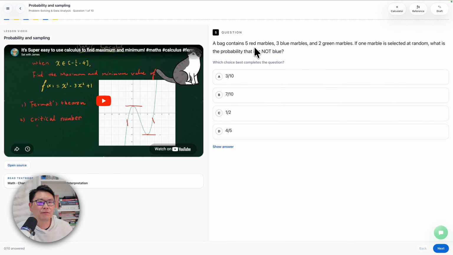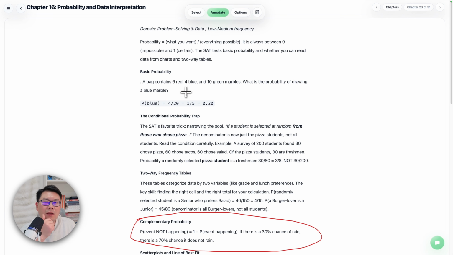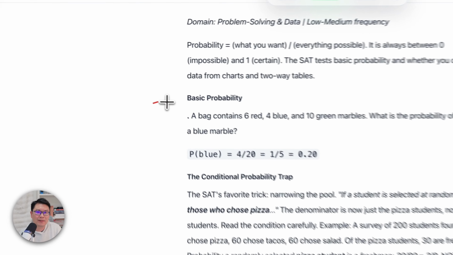A bag contains 5 red marbles, 3 blue marbles, and 2 green. If one marble is selected at random, the question asks you, what is the probability that it is not blue? Okay, so let's put it hard if we haven't learned anything about probability. So I just want to go back to the chapter of the textbook to walk you guys through some of the basics of the ball with different colors from a bag problem. We're going to look at this basic probability.